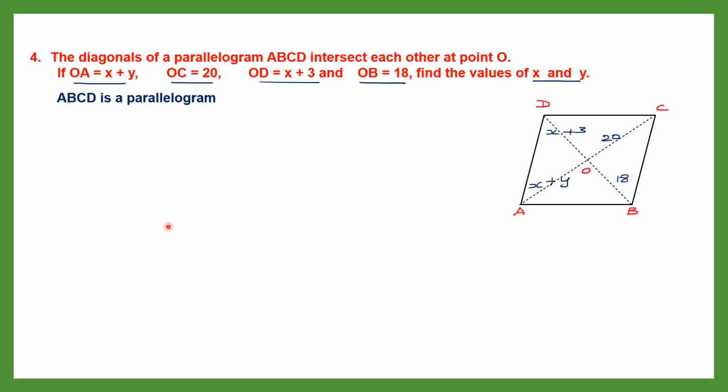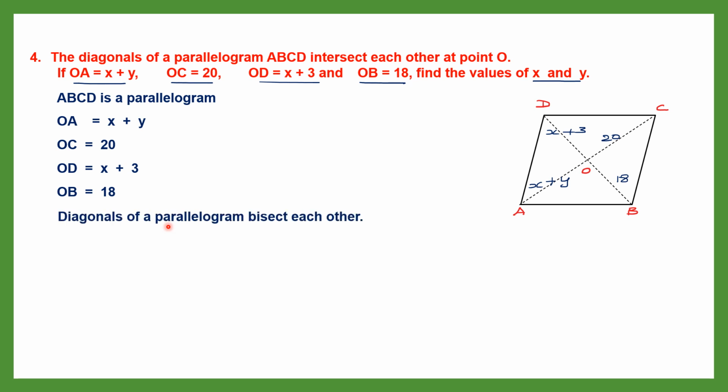So let's begin. ABCD is a parallelogram. OA is x plus y, OC is 20, OD is x plus 3 and OB is 18. Now let's use the property of parallelograms, which says diagonals of a parallelogram bisect each other. That means they cut the other diagonal into two equal halves. So let's make use of that property.